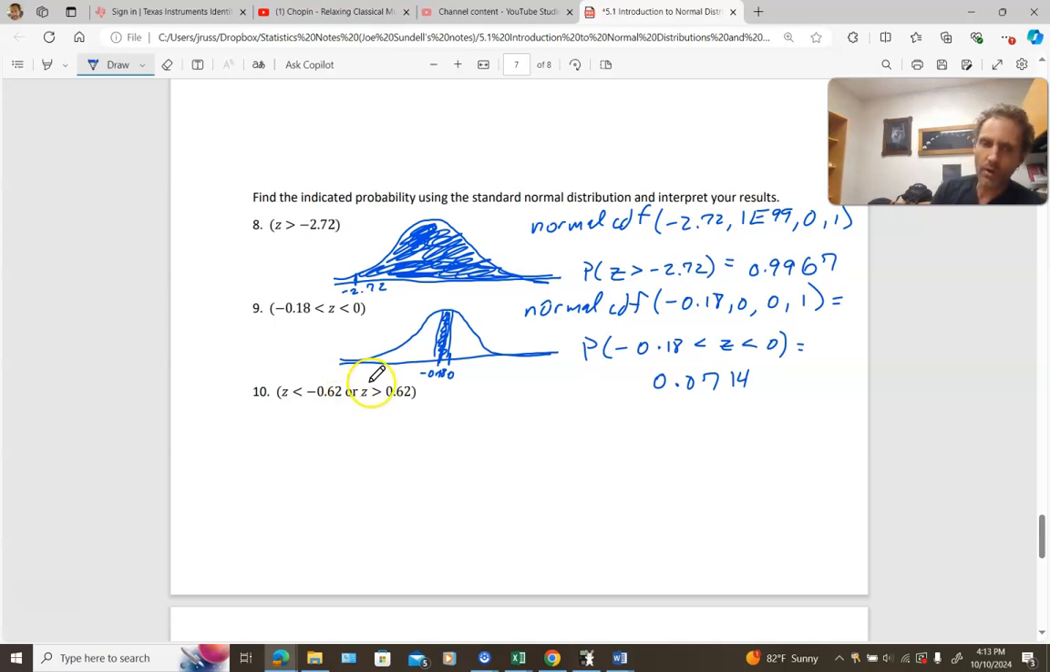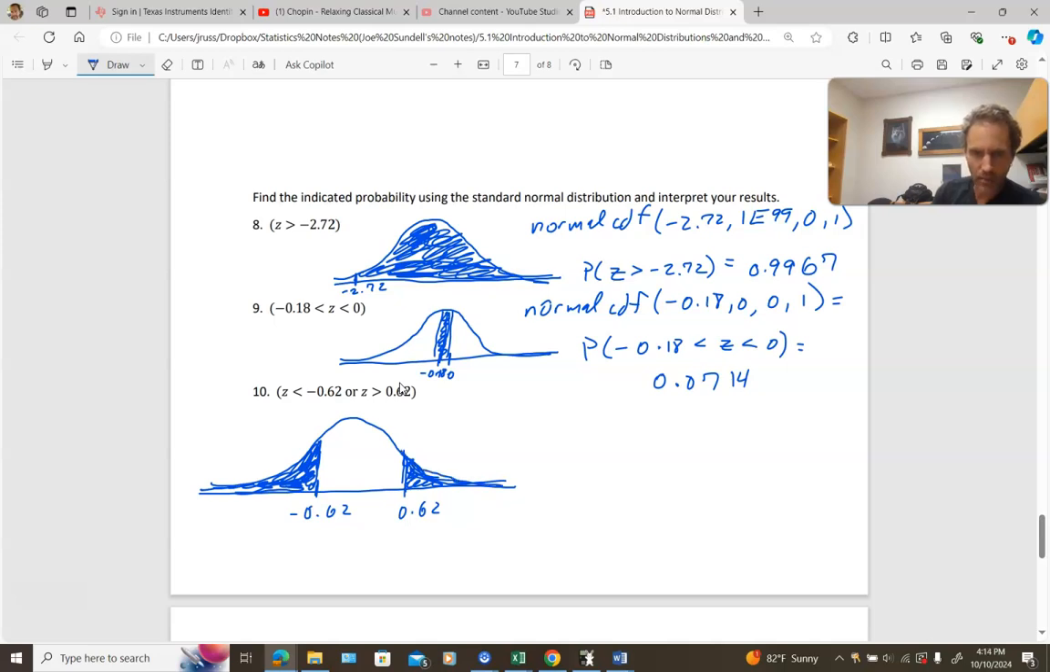And then finally, this last one, the probability that z is less than negative 0.62 or greater than positive 0.62. Okay, so I'm going to draw us another standard normal curve. So let's say that negative 0.62 is right here, and we're talking about the area to the left. And then positive 0.62 is over here. And because we want to find the probability that z is greater than, we're trying to find the area in this right part of the curve.